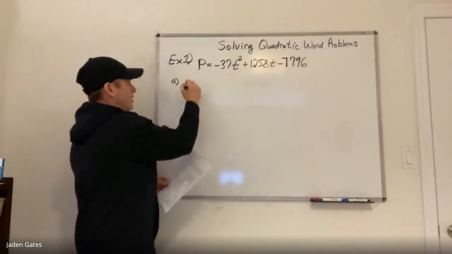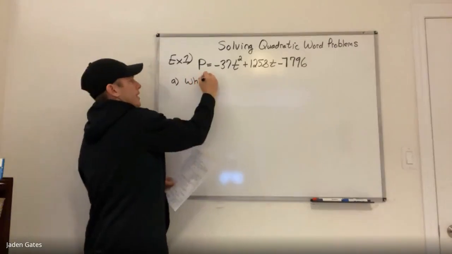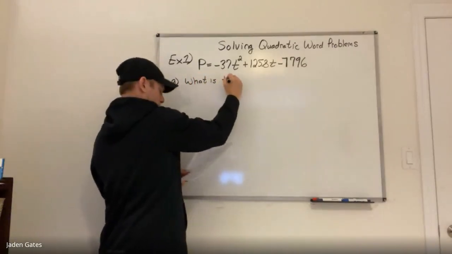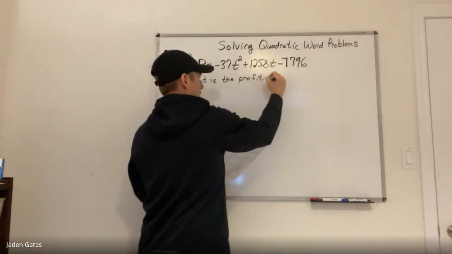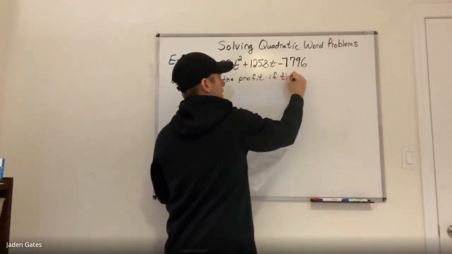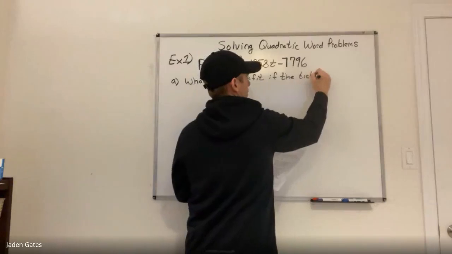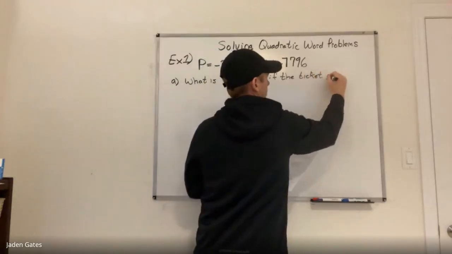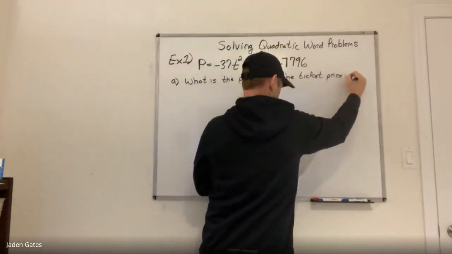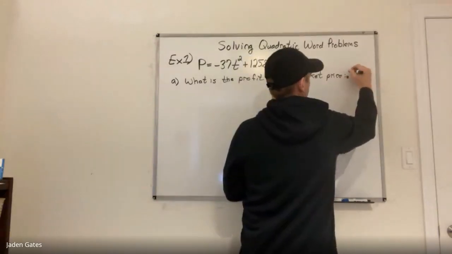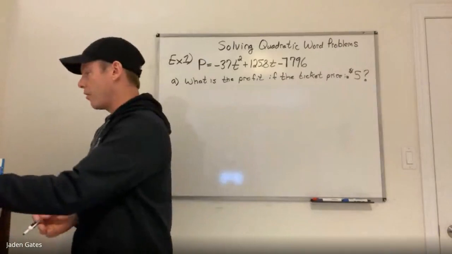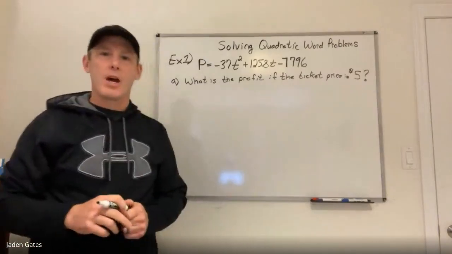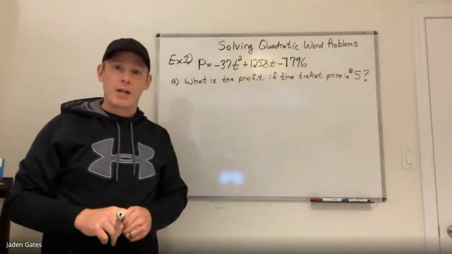All right, now, A says what is the profit if the ticket price is $5, right? So we're looking at throwing an event here, or this place is looking at throwing an event, and we have to figure out what the profit is.